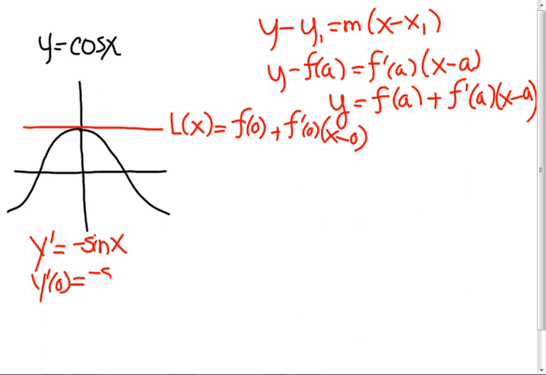So what's y prime at 0? It's 0. Now, you're not going to leave them with sines and cosines in there. You're going to evaluate them. So that's equal to 0. Okay? So L of x for the first problem is equal to f of 0, which is 1. Yes, I expect to see the graph. There it is.